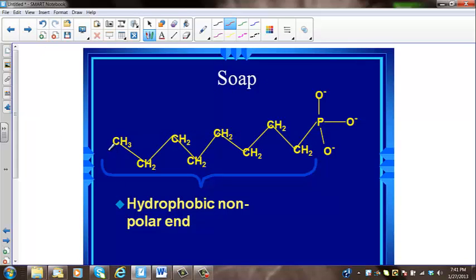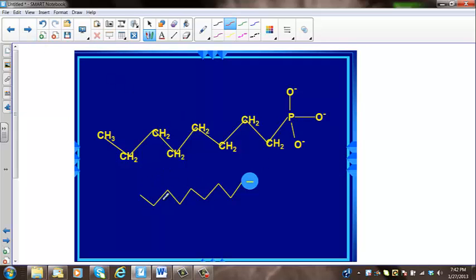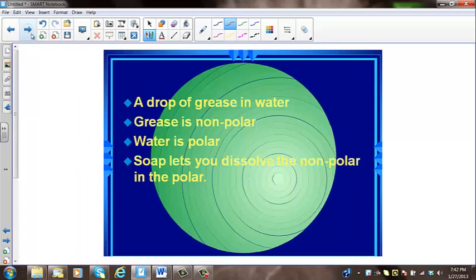Another good example is soap. Soap has a hydrophobic end, or nonpolar end. Hydrophobic meaning phobic, fear of water. And it also has a hydrophilic end, meaning friend of water. So you can see that you have a nonpolar spine with a polar end, which becomes very useful. If you have a drop of grease in water, grease is nonpolar, water is polar, they will not mix. The soap lets you dissolve the nonpolar in the polar because it acts as a bridge.